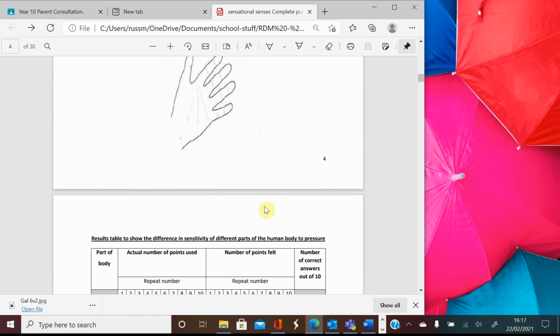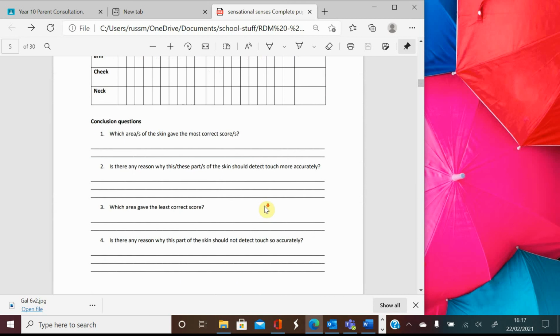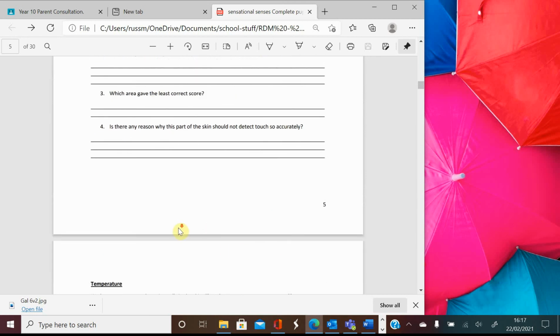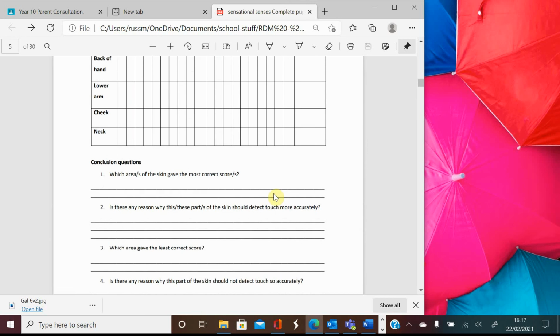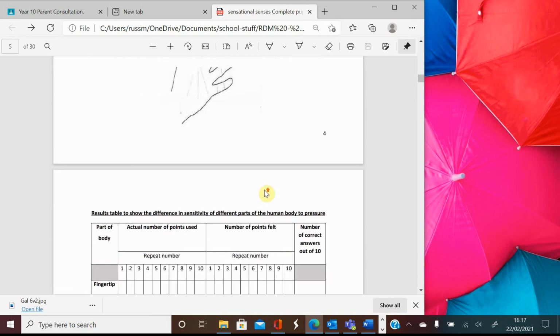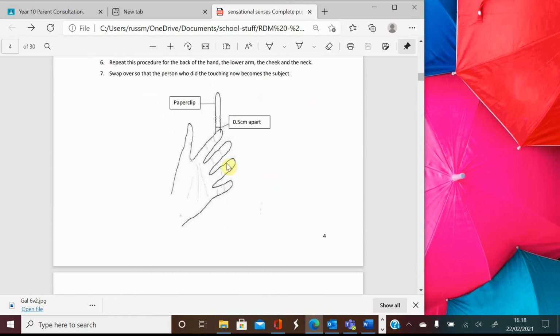So that's a little experiment you can do, and that would take you through to the end. We're going to leave temperature for next day. That'll be picked up by another member of the biology department to run you through that.